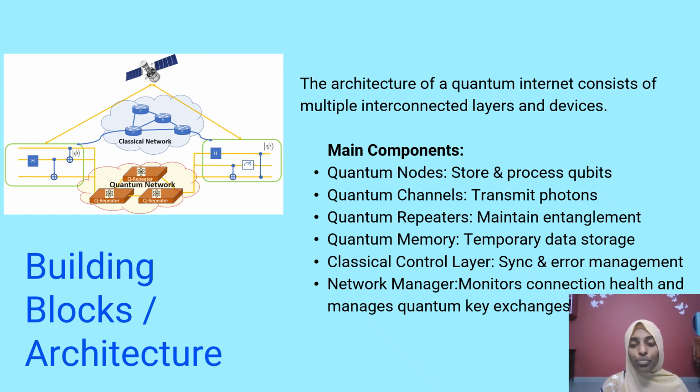The classical control layer is used for syncing and error management. The final one is the network manager, which monitors all the network connections, how all the data is going to be shared, and how the keys are shared between sender and receiver. All these things are monitored by the network manager. So this is all about the blocks involved in the quantum internet.